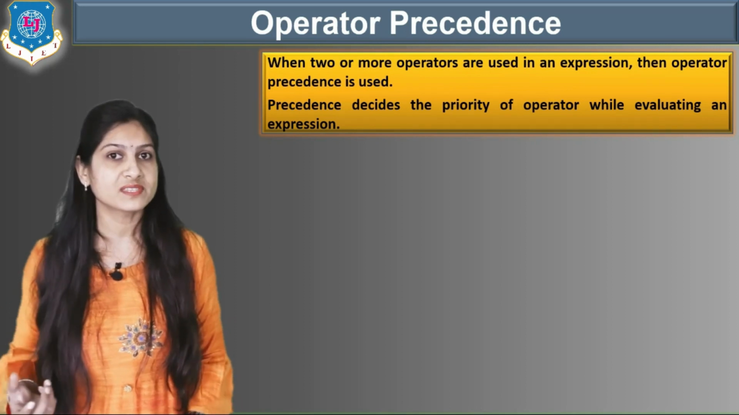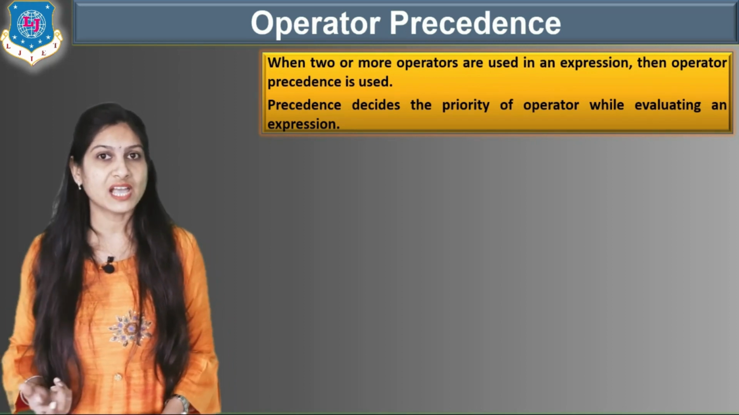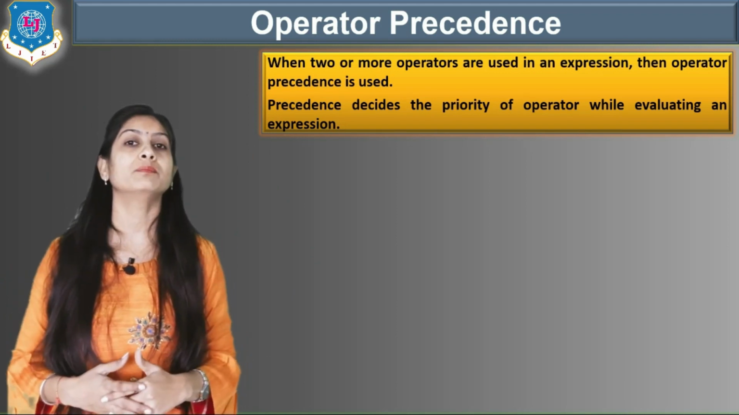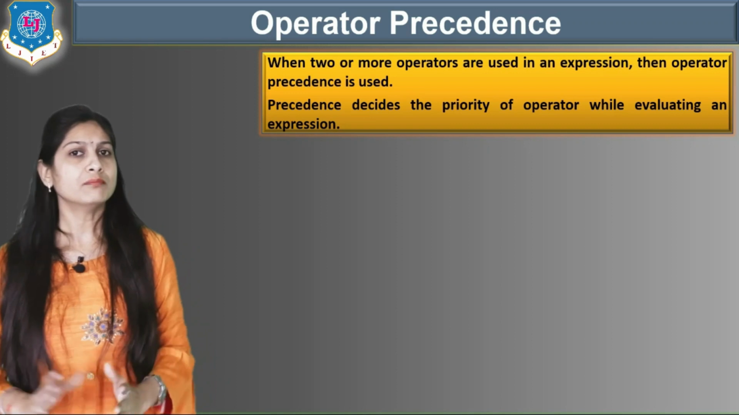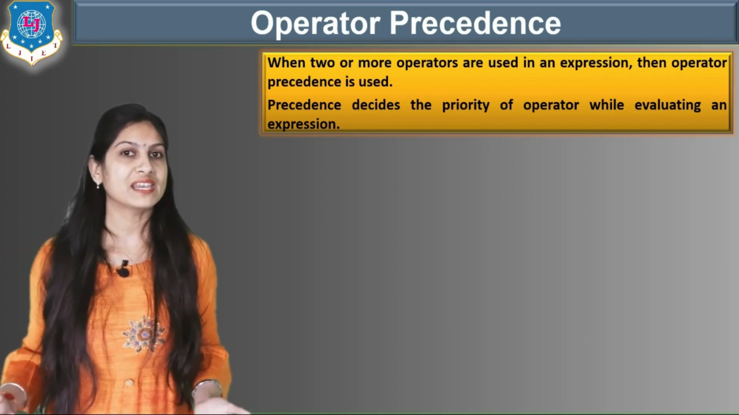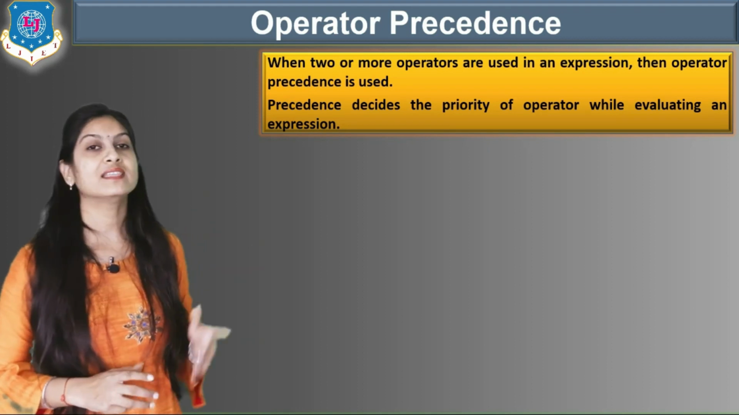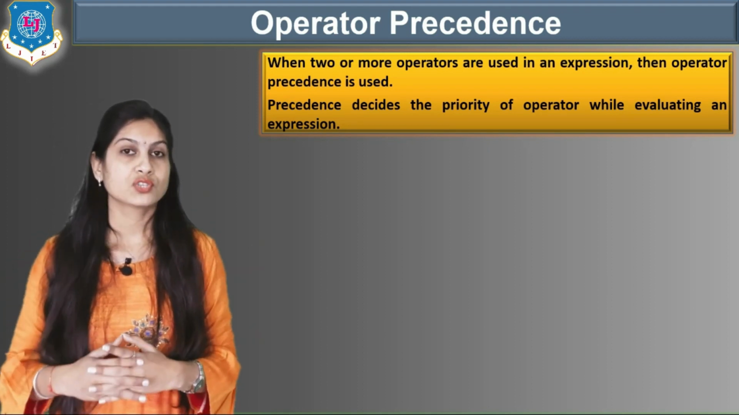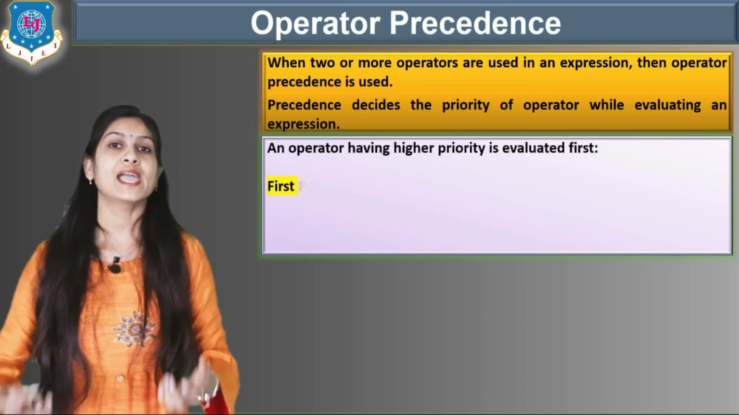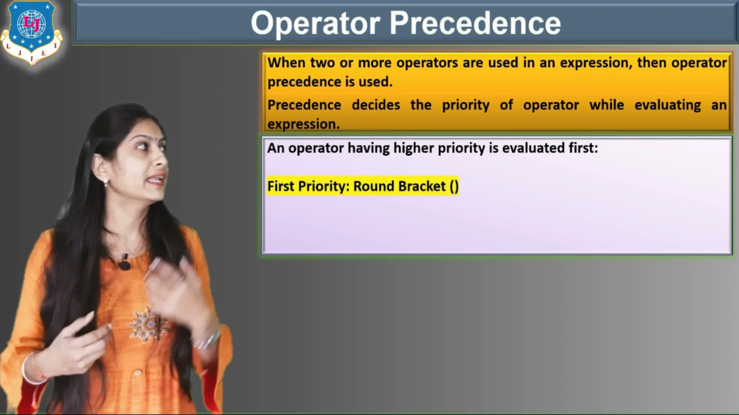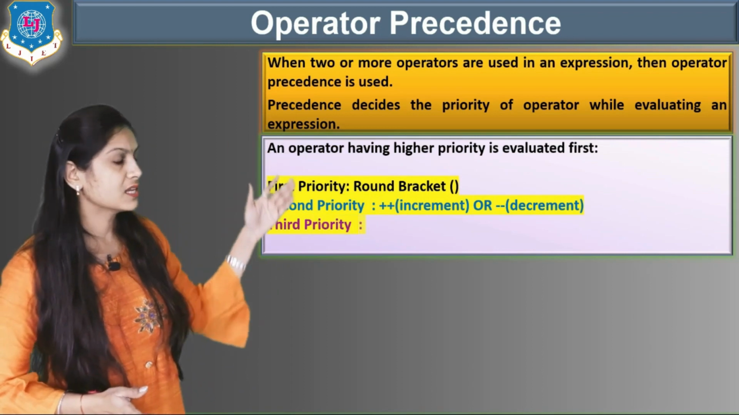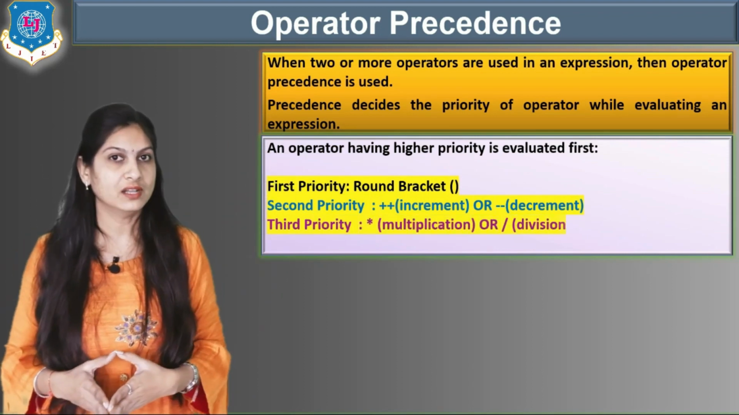Precedence, the synonym is priority. For what do we have to apply priority? For the operators that we have already discussed in our previous lectures. There are a number of operators available, and when your expression contains so many operators, then you have to apply this concept of operator precedence. First you have to check the priority of each and every operator, and the operator having higher priority can be evaluated first. So how is it possible? Let's first understand the priority of all the operators.